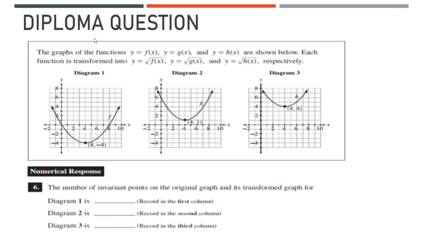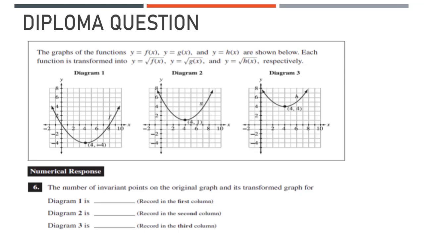All right, one last question for the unit. The graphs of the functions y equals f of x, y equals g of x, and y equals h of x are shown below. Each function is transformed into y equals square root of f of x, y equals square root of g of x, and y equals square root of h of x. Ooh, mouthful, respectively. The number of invariant points on the original graph and its transformed graph for diagram 1 is blank, diagram 2 is blank, and diagram 3 is blank.